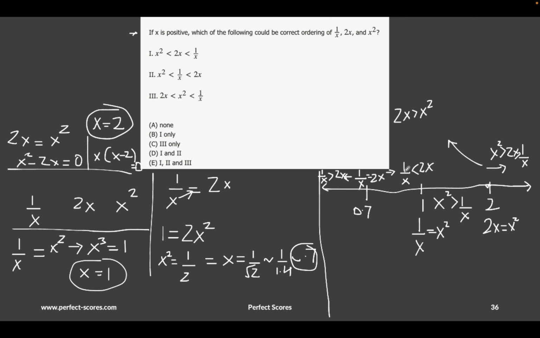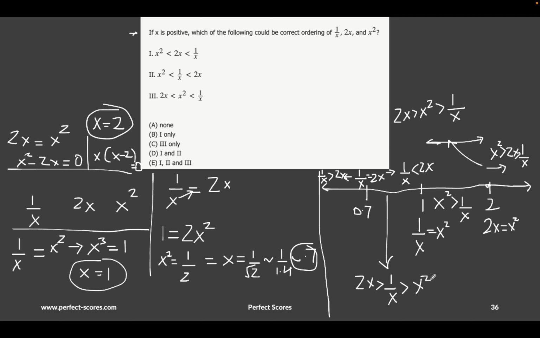From this point to this point, we can say 2x squared is greater than x squared, which is greater than 1 by x, right? So that's the case. In this case, on the left hand side, which is this particular instance here, you will have 1 by x to be greater than x squared. So that means 2x is going to be greater than 1 by x, which is going to be greater than x squared. So now we've got all this figured out, right?